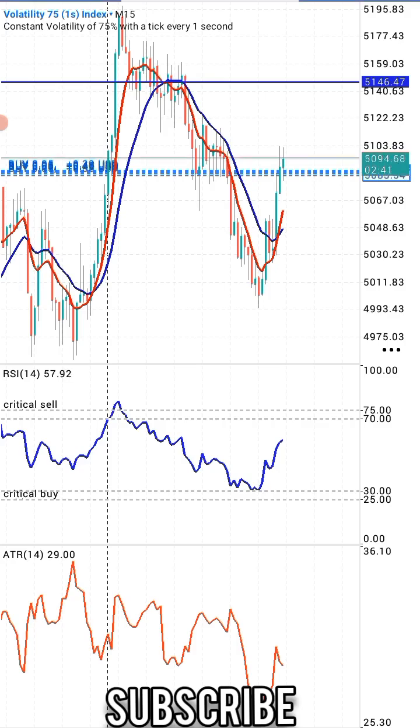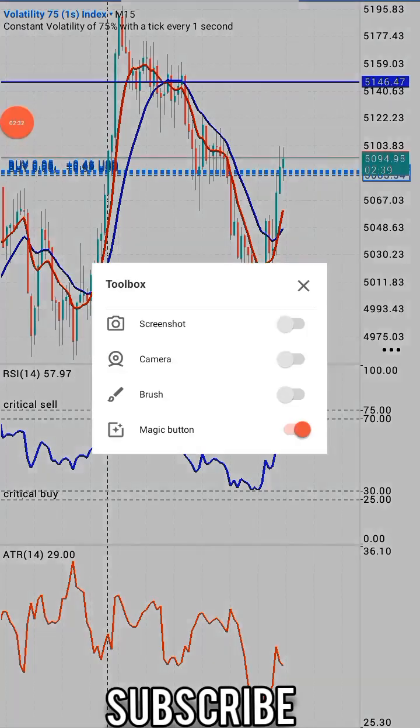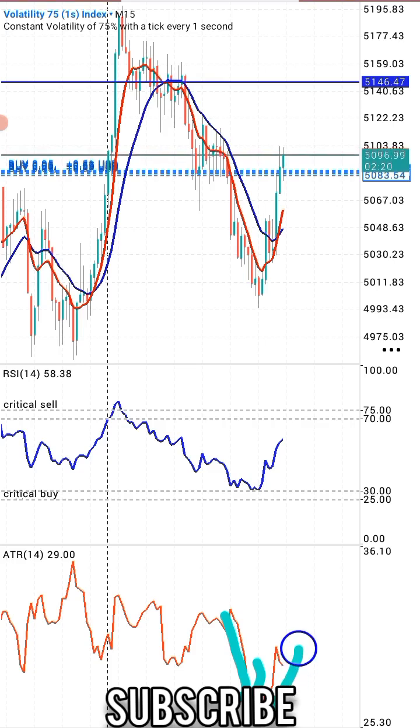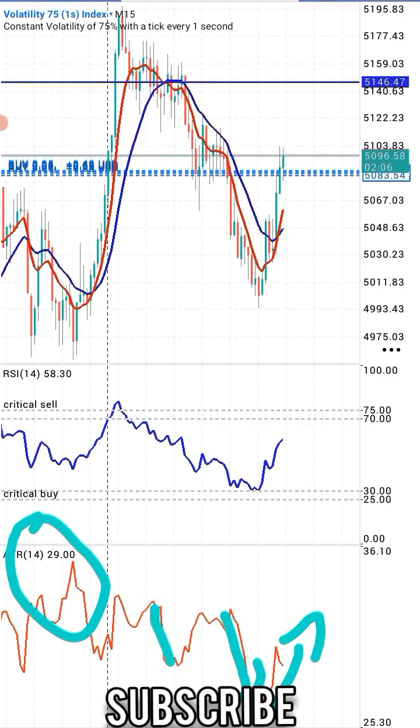Now, look at this quickly while I show you. When the average true range is going downward, this means that the momentum is actually going down. When it starts going upward, it means that the momentum is increasing. Now, this is both for sell and for buy. If you look at it, I'm using the average true range of 14. Once it's going down, it means that the momentum is reducing; it's going up, the momentum is increasing.